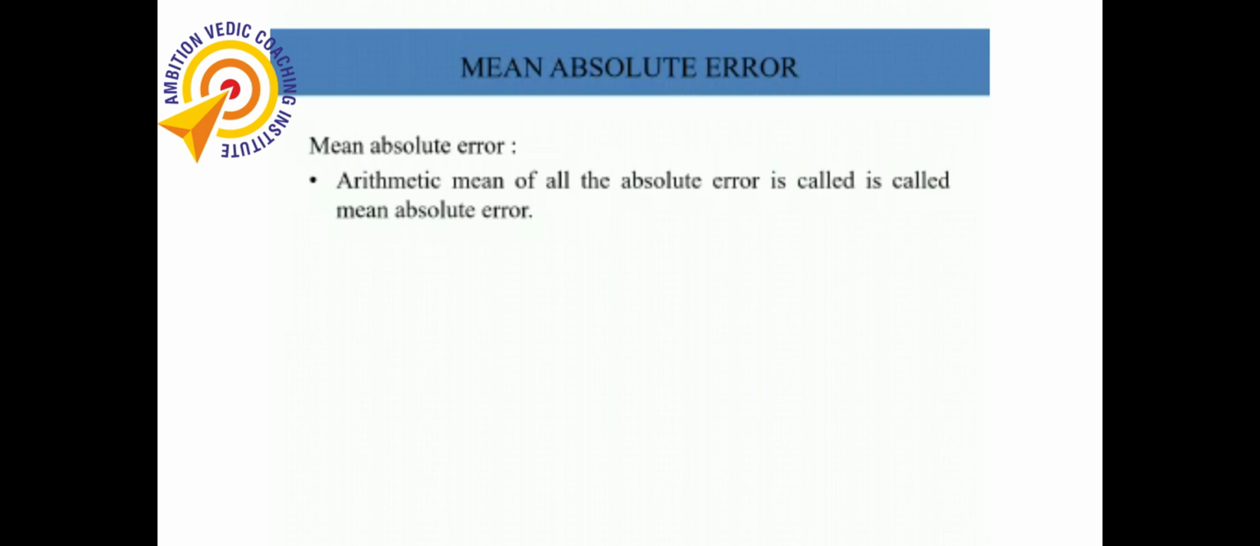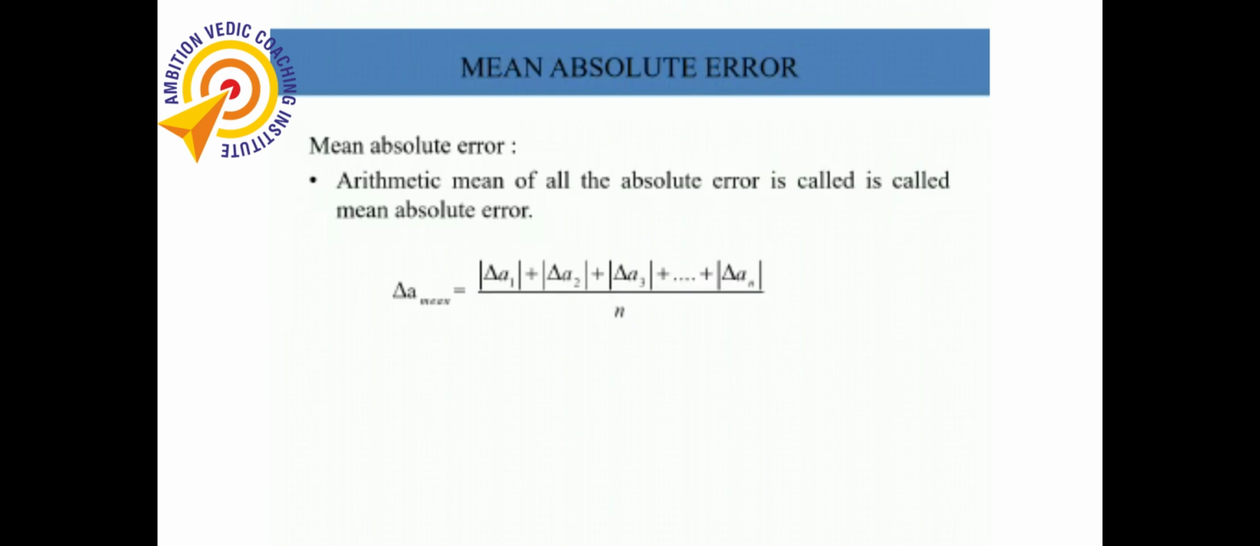Fine. So the arithmetic mean of all the absolute errors is called the mean absolute error. Like we have seen what mean is: every reading that we have taken, the sum of all the values divided by the total number of times we have taken the reading. And then we have also seen what absolute error is. So take every absolute error, add them together and divide by the total number of readings.